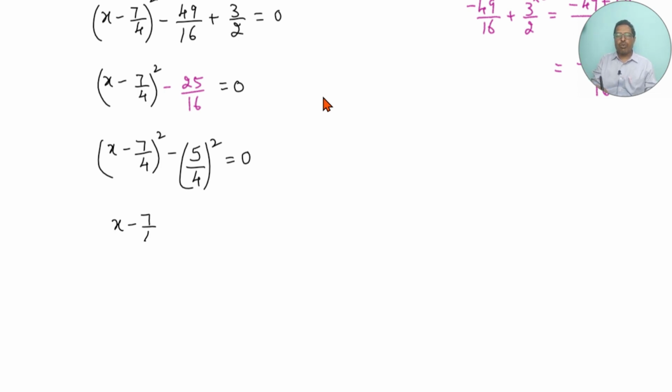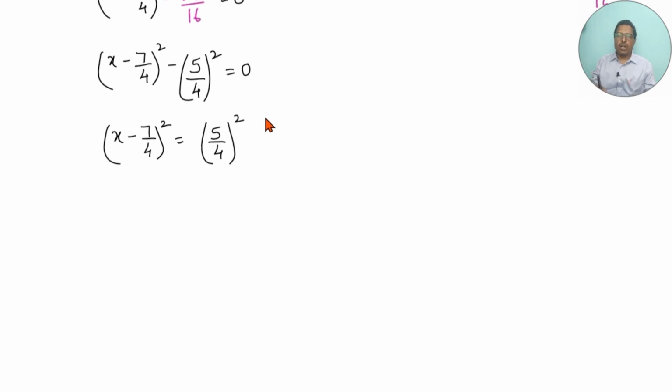(x − 7/4)² as it is equals, let us take this minus to the other side, it becomes plus, (5/4)². Or further, if I rewrite this, x minus 7/4 will be equal to, if the square goes to the other side, it becomes a square root. So it becomes plus or minus the square root of (5/4)². The square and root cancel, and we are just left with 5 by 4.